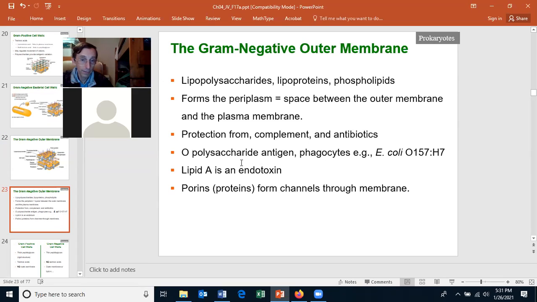And it can have the O polysaccharide on it, which will serve as an antigen, like I mentioned with E. coli. Although I don't think I said 157, but here's E. coli O157, O87. That O polysaccharide is on the gram-negative outer membrane, giving this E. coli antigenic variation. We talked about lipid A and porin proteins. Any questions?